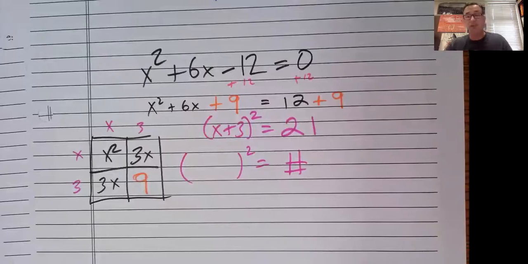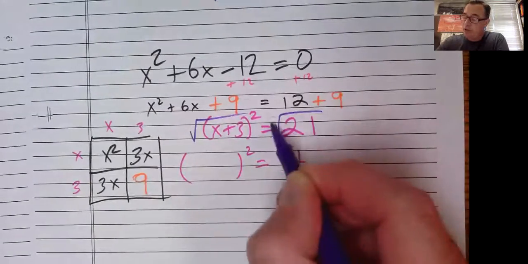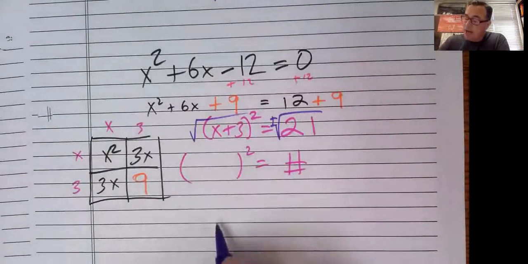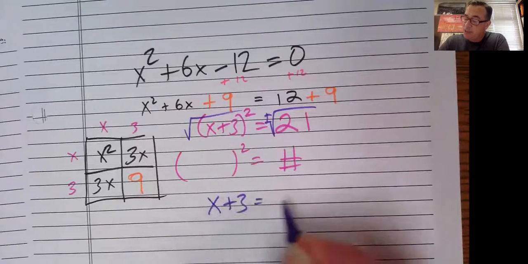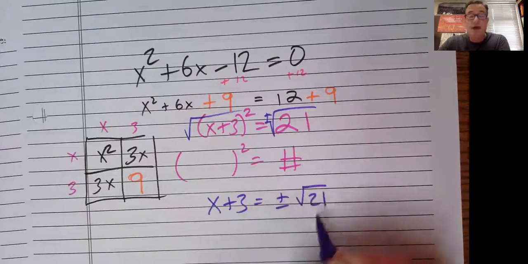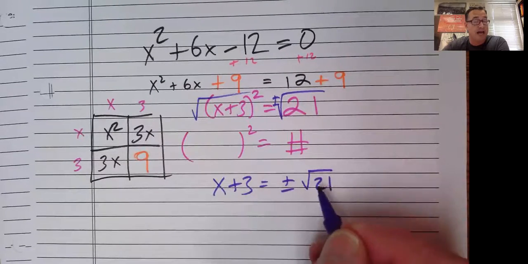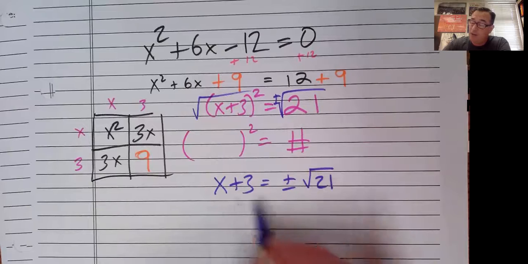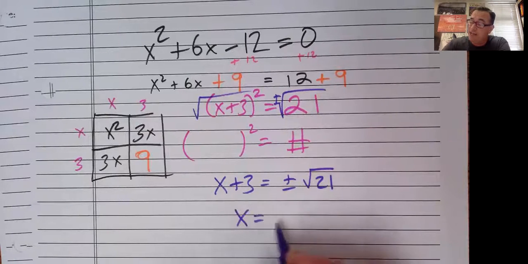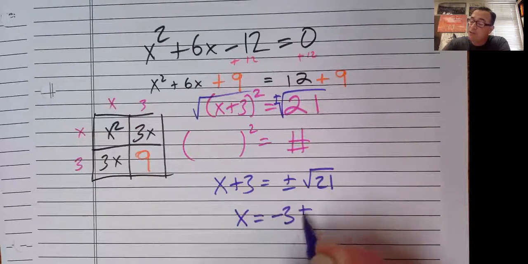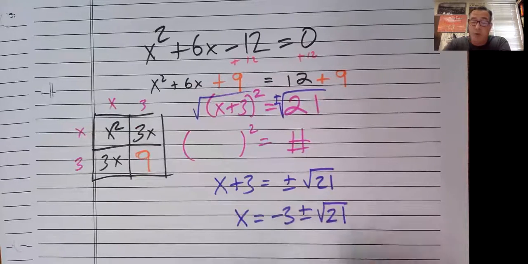So I'm going to really quick finish this problem by taking a square root here and there. There's my plus and minus. I will have x plus 3 is equal to plus or minus square root of 21. I'll tell you, the only things that go into this are 7 and 3, and neither of those are perfect squares. So that's where it is. Now, if I subtract the 3 from both sides, I can tell you that x is equal to negative 3 plus or minus the square root of 21.